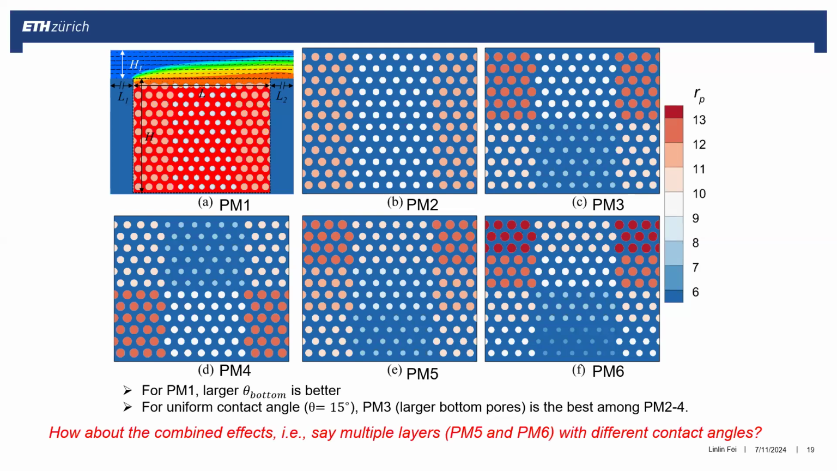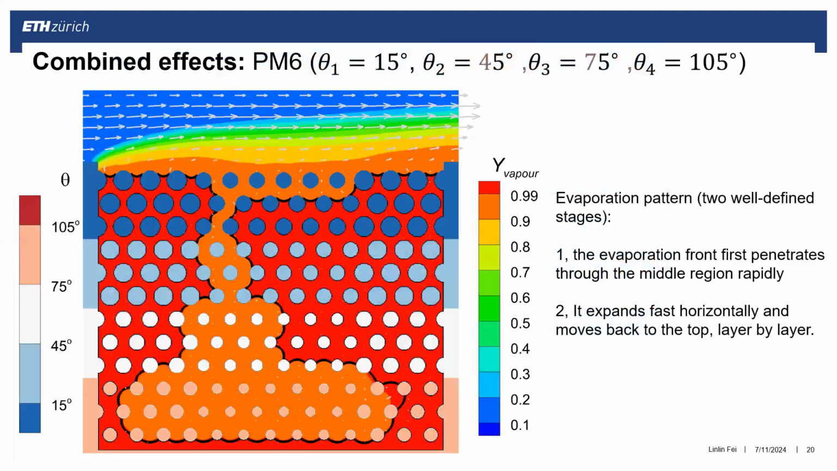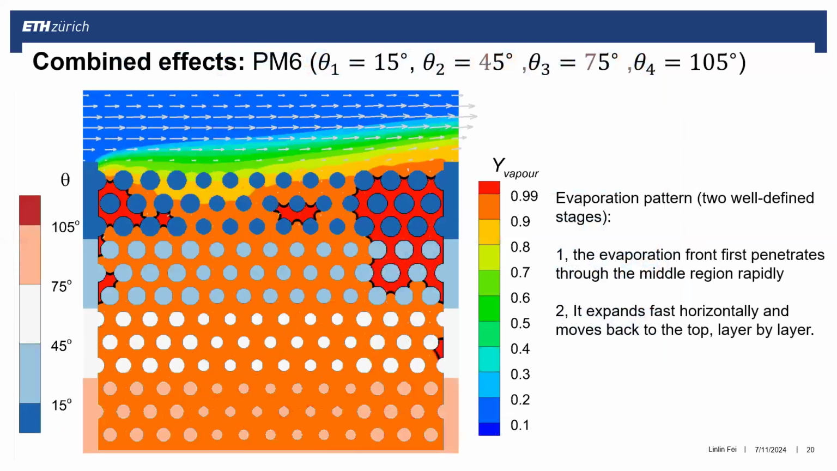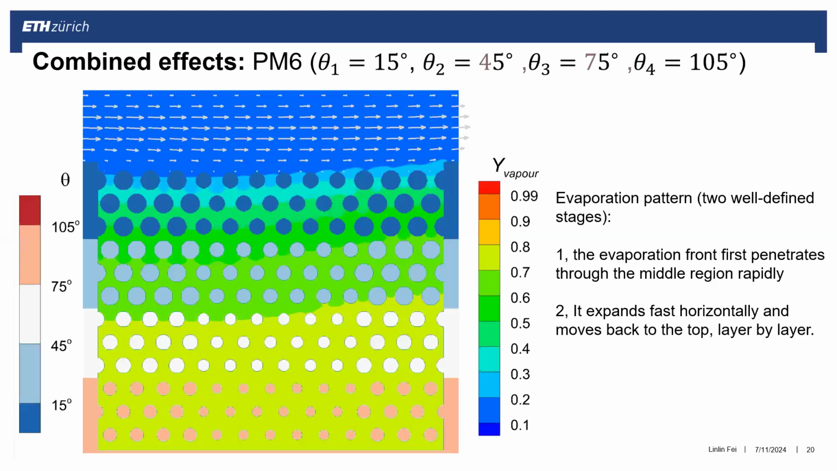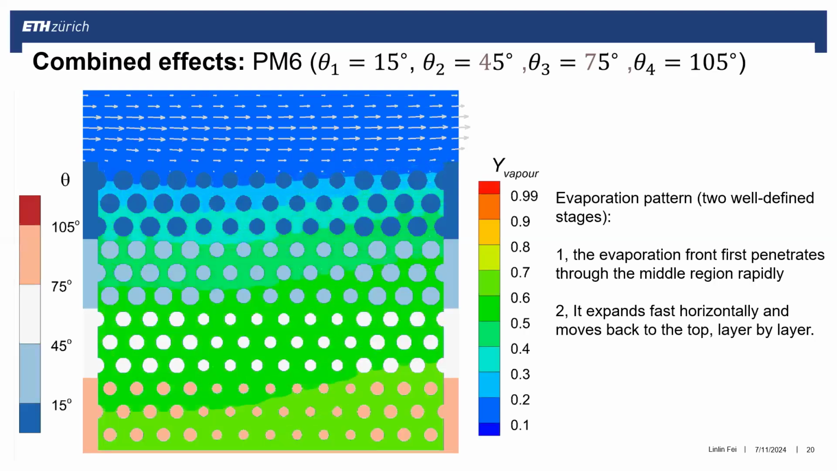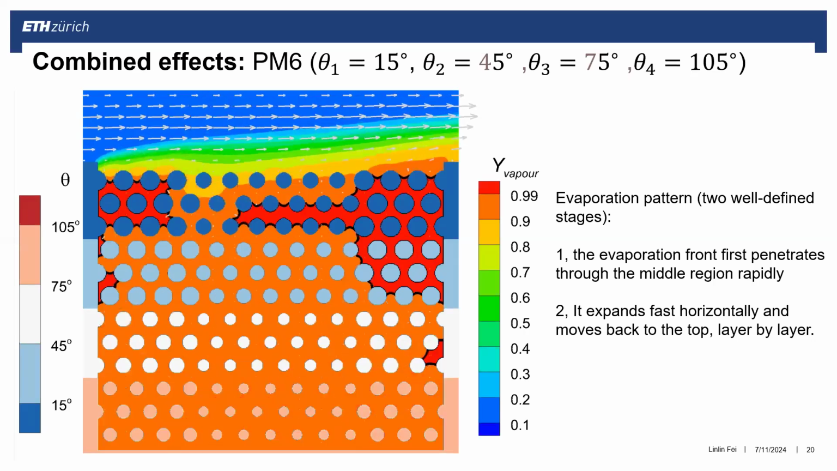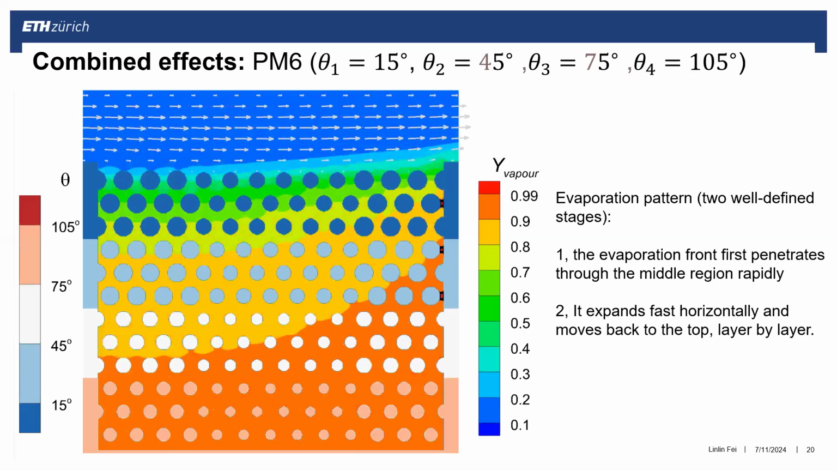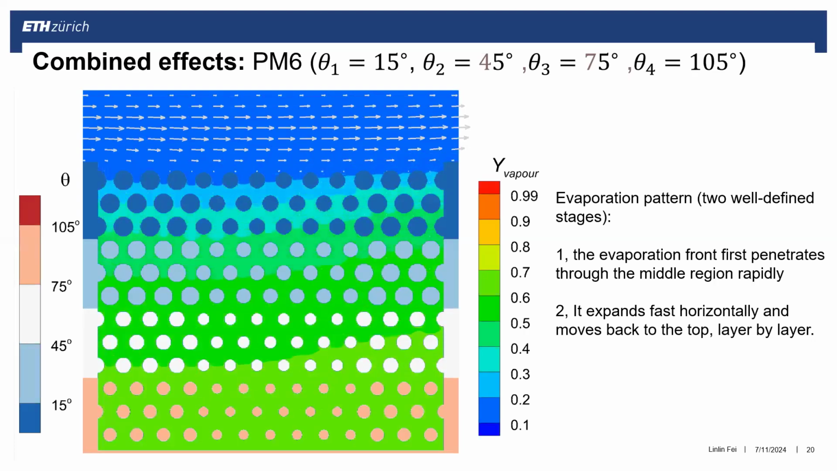Say we're using 3 or 4 layers, multi-layers, with different pore size and different contact angles. And here is a case in porous medium 6. We have 4 layers, with increasing pore size from top to bottom, and also increased contact angle from top to bottom. So this is 15 degree, 45 degree, 75 degree, and 105. And you can see the evaporation pattern is very well defined. So there are 2 stages.